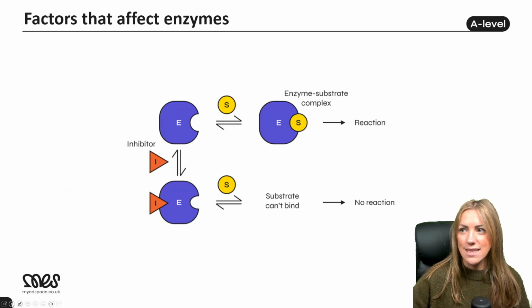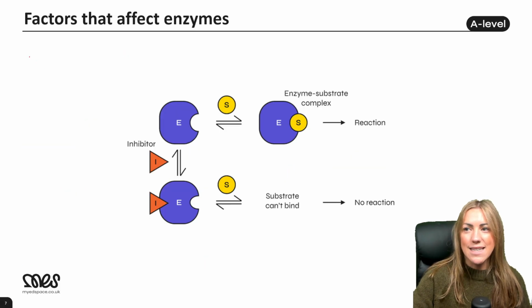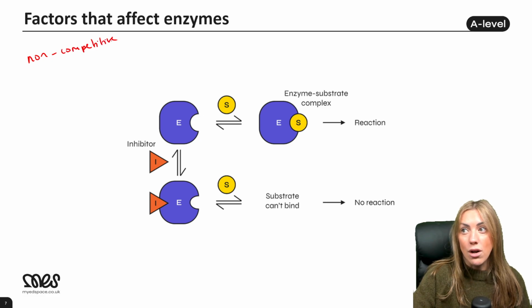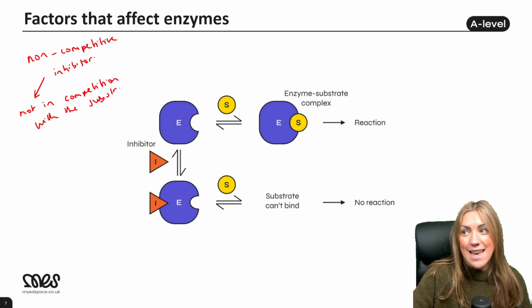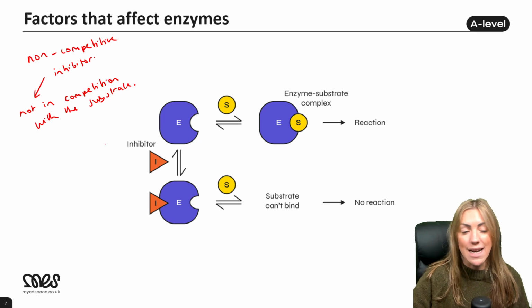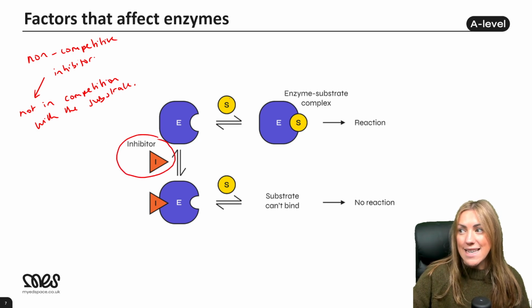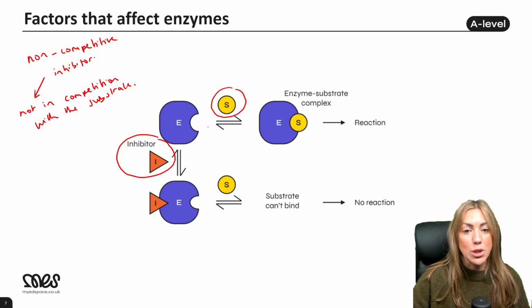Let's look at the second type of inhibitor. Now, this again is going to reduce the rate of reaction, but this is a non-competitive inhibitor. Now, as the name suggests, non-competitive, it's not in competition with the substrate, and it is not going to bind to the active site. Now, if we have a look at the diagram, you can see that the inhibitor is a very different shape to the substrate. So they are not similar shapes.